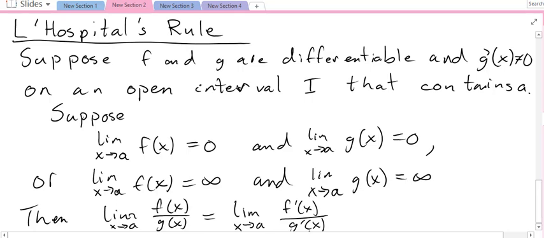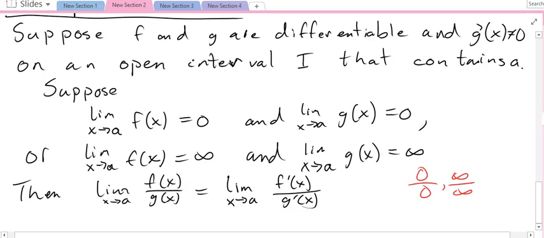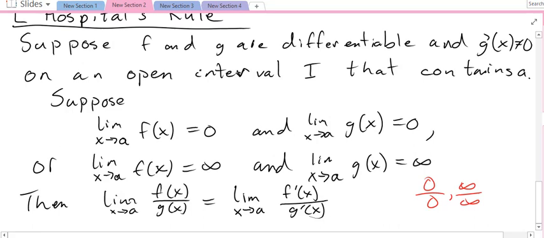And so what this is doing is giving us a tool for how to go about answering questions about limits for these indeterminate forms. And you can see why you don't want g prime of x to be 0, because it's showing up in the denominator here. So let's go ahead and look at these examples that we've already done using this new technology.